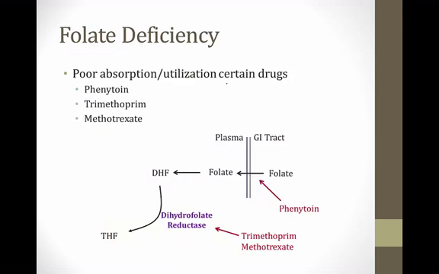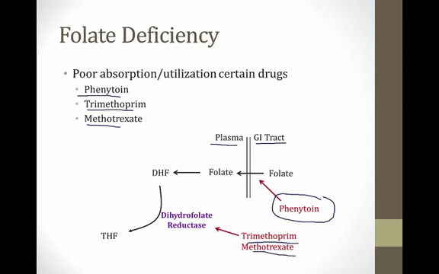You can also develop a folate deficiency when you are taking certain drugs that interfere with folate metabolism. And the three drugs that do this are phenytoin, which is a seizure drug, trimethoprim, which is an antibiotic, and methotrexate, which is a chemotherapy agent. When you ingest folate, it goes to the GI tract, obviously, and then the folate must get absorbed into the plasma. And phenytoin interferes with the absorption of folate from the GI tract, and that's how you can develop a folate deficiency when you are on this drug for seizures.